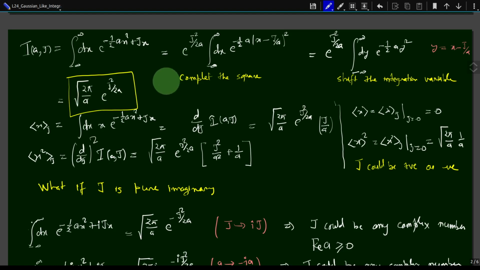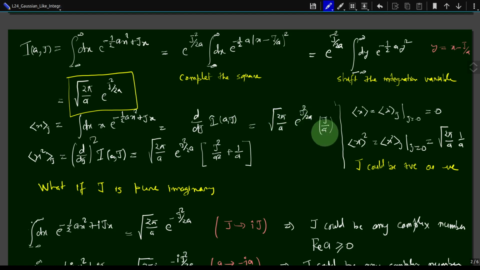So this is what we get here, and now I can define the expectation value of x in the presence of j. That is defined as the integral over dx of x times exponential of minus half a x square plus jx. This can be written as nothing but d by dj of I(a, j). If I compute this derivative, I get square root of 2 pi by a times exponential j square by 2a times j by a.